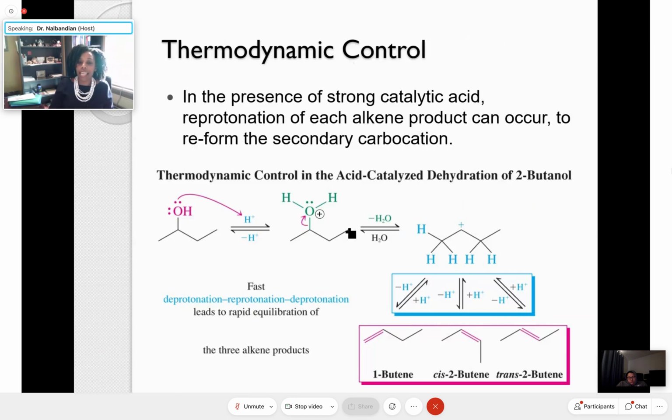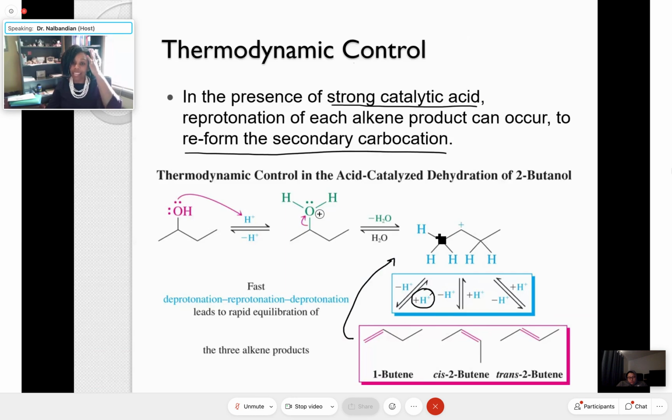But if we have some strong catalytic acid around, as we continue with the reaction, as time goes on, we can go from our alkene back to the carbocation in the presence of acid. We're going backwards now. So we're reforming that secondary carbocation in this reaction. And as we do that, we end up back with our secondary carbocation that can then again lose a proton to form the product.